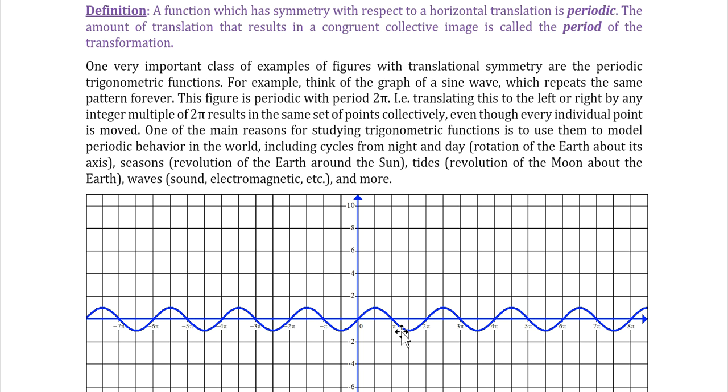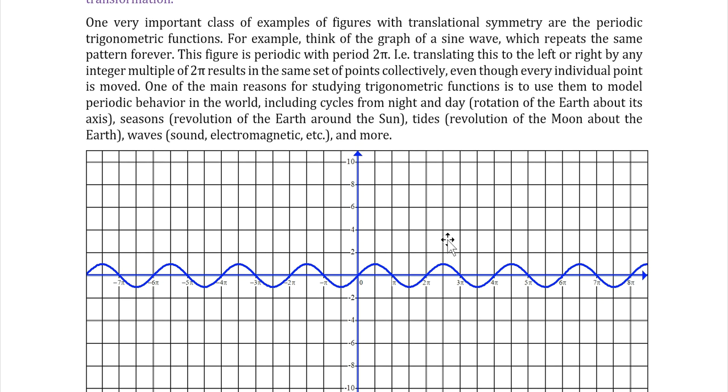One of the main reasons for studying trigonometric functions is to use them to model periodic behavior in the world. This includes cycles from night and day caused by the rotation of the Earth about its axis, the seasons caused by the revolution of the Earth around the sun, tides caused by the revolution of the moon about the Earth, waves, sound waves, electromagnetic waves, and so forth. These types of things affect all kinds of other cycles on Earth in our lives. Lots of things go in cycles, and therefore trig functions are useful for studying those.